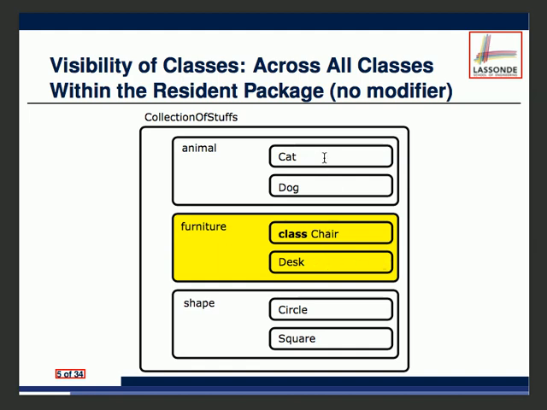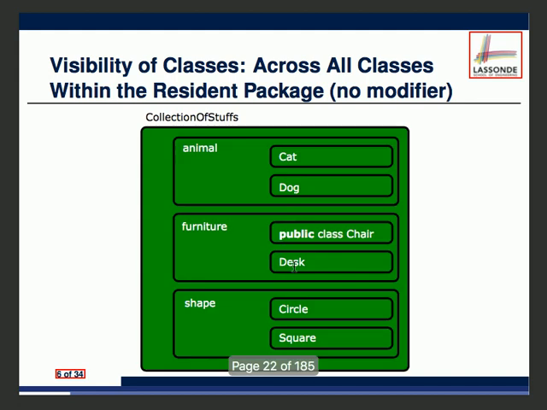If I go outside, let's say, at the moment, can I access the chair from the cat? No, I cannot, because they belong to different packages. Okay? And also similarly, I cannot access chair from square, because that's another package. But I absolutely can try to access the chair from the desk, because they are from the same package. Is it clear?